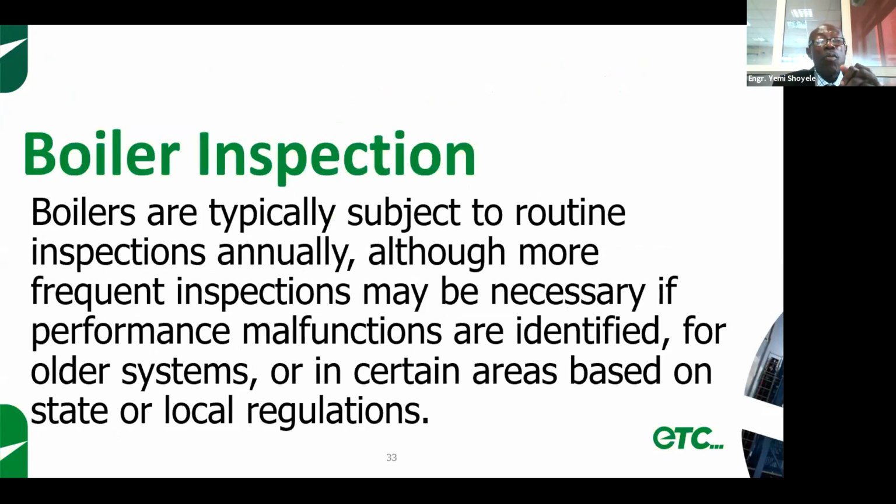Now, boiler inspections. Boilers are typically subject to routine inspections annually, although more frequent inspection may be necessary if performance malfunctions are identified, for older systems, or in certain areas based on state or local regulations. You need to carry out continuous inspections of your boilers when they're in operation, and then plan for rectification at the most appropriate time, unless it has a safety implication. When that's the case, you have to shut down the boiler and carry out your rectification. You don't wait for any time if it's safety related.